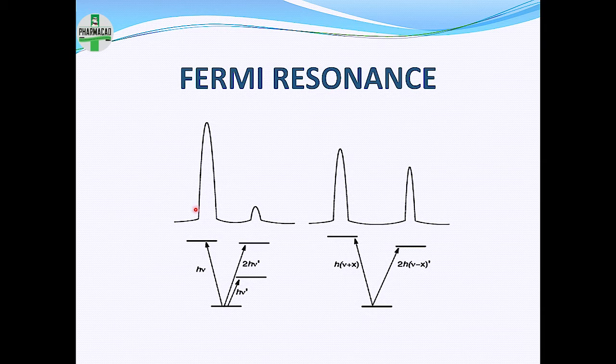So usually what happens, as you can see here in this typical spectra, we have a fundamental band, which is the band having a higher intensity, and then next we have an overtone band. So basically what happens in the Fermi resonance is that usually when a fundamental and one overtone band, as you can see in this example, have the same energy.